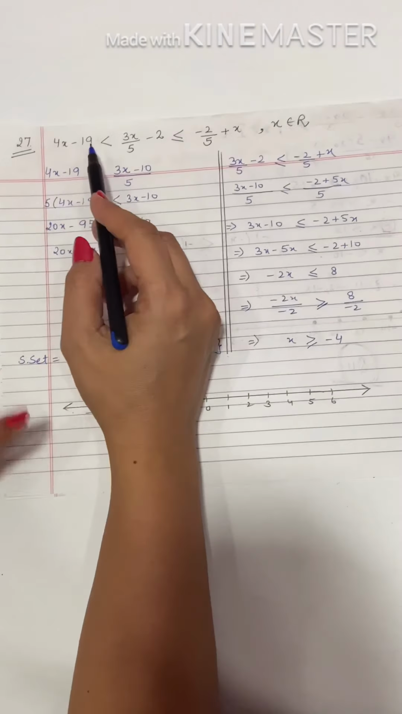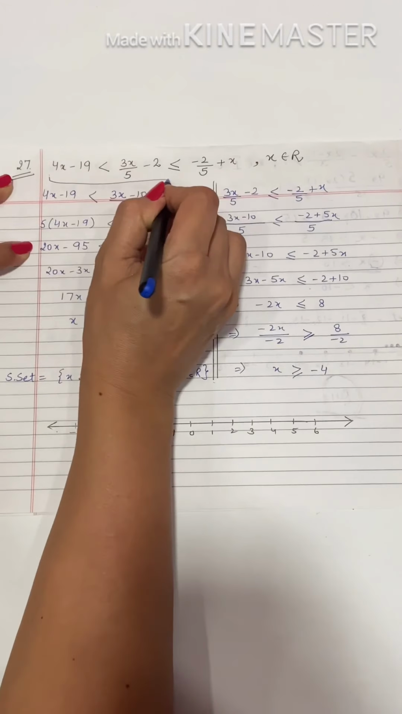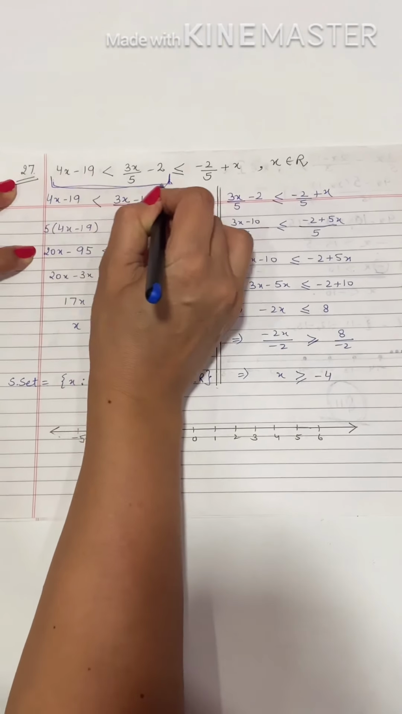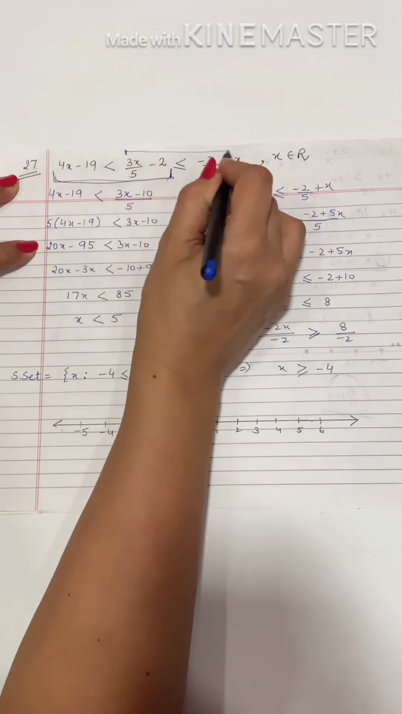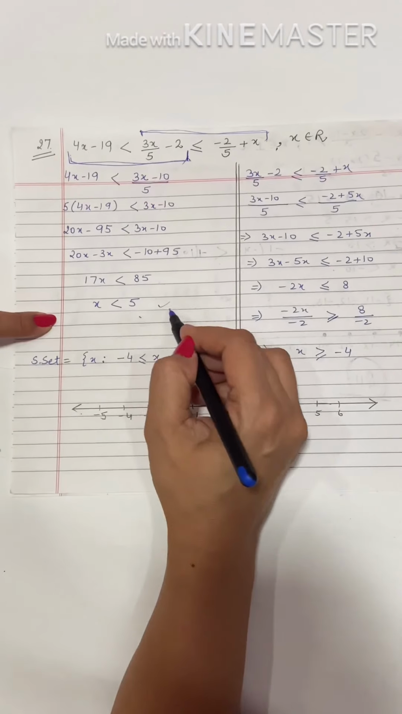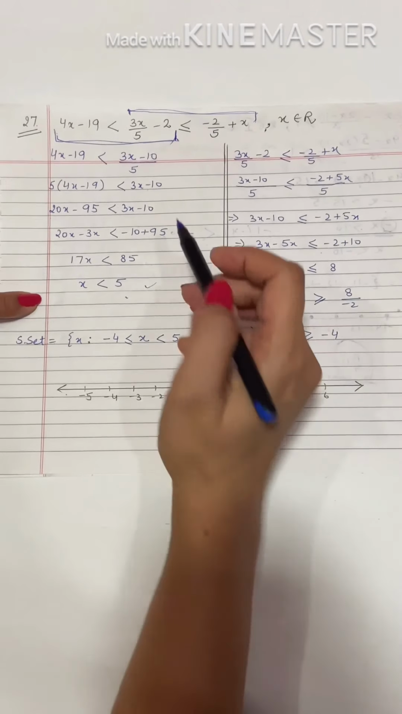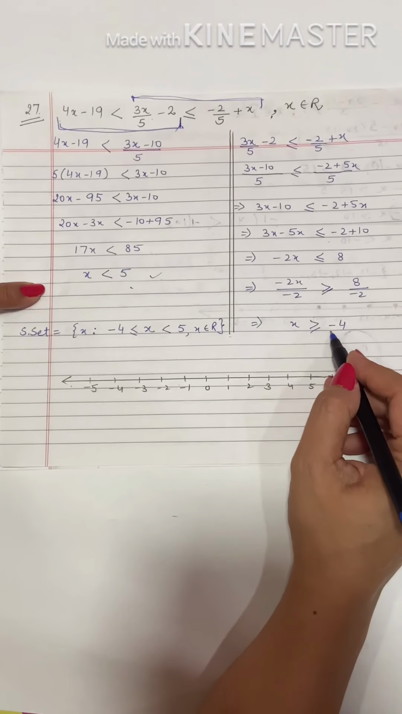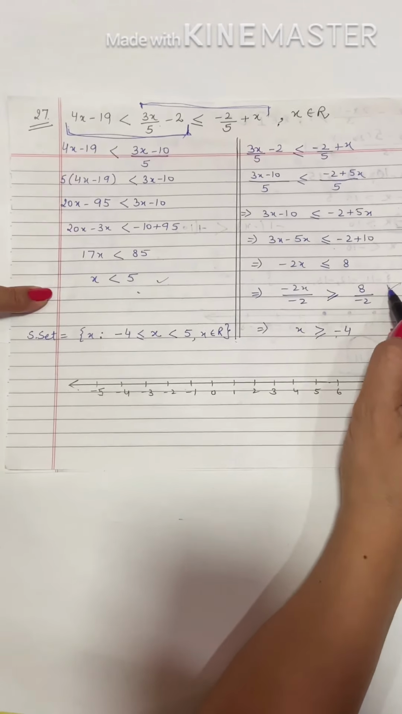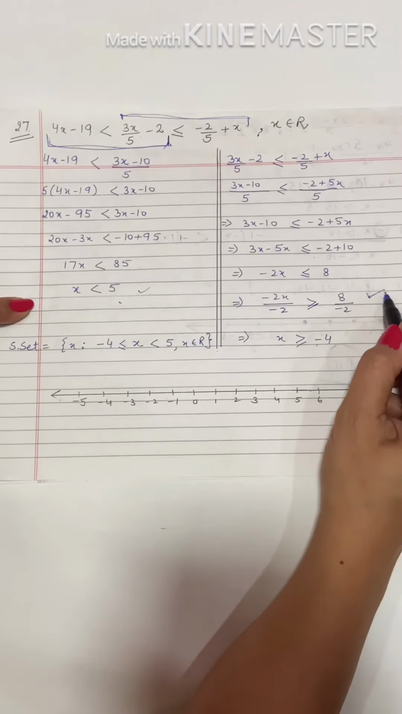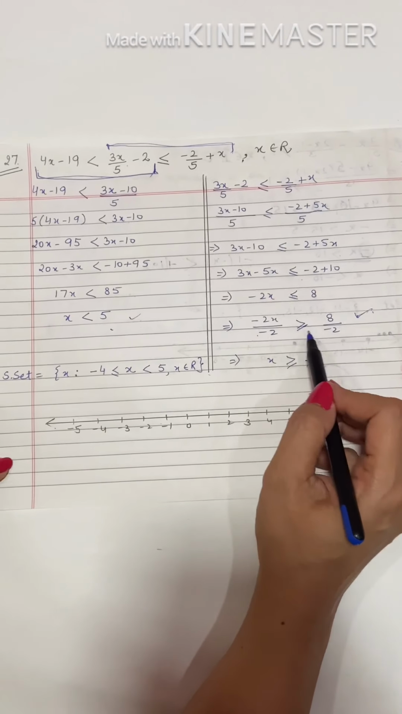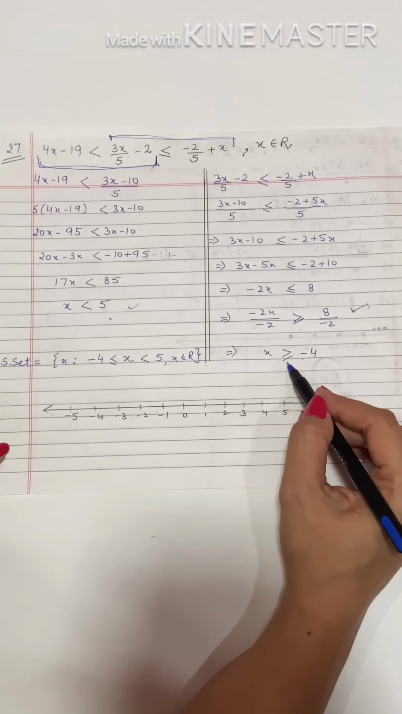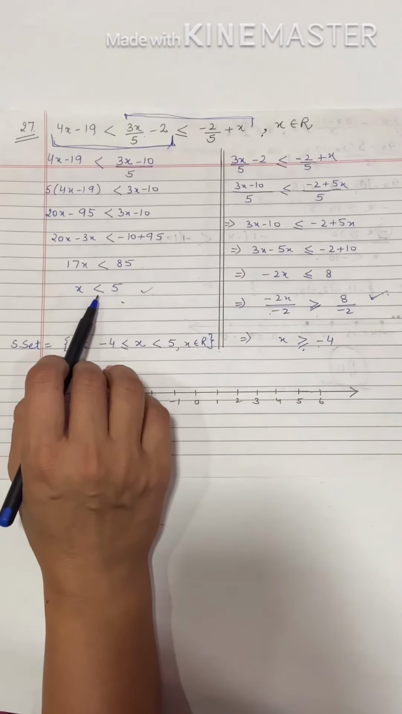In this we have 4x minus 19 is less than 3x upon 5 minus 2. So this is the first inequation and this will be the second inequation. In the same manner you are going to solve the first linear inequation. We are getting the answer x is less than 5, and then by taking the second linear inequation we are getting the answer x is greater than or equal to minus 4. Again I am reminding you of one important thing: if we are dividing by a negative number, the sign of inequality changes. This less than or equal to has become greater than or equal to. So we are getting x is greater than or equal to minus 4 and x is less than 5.